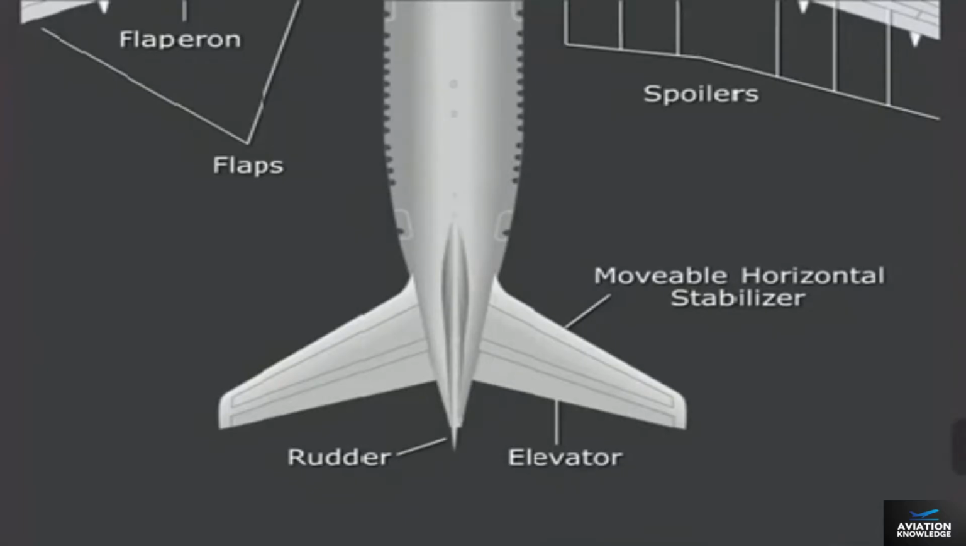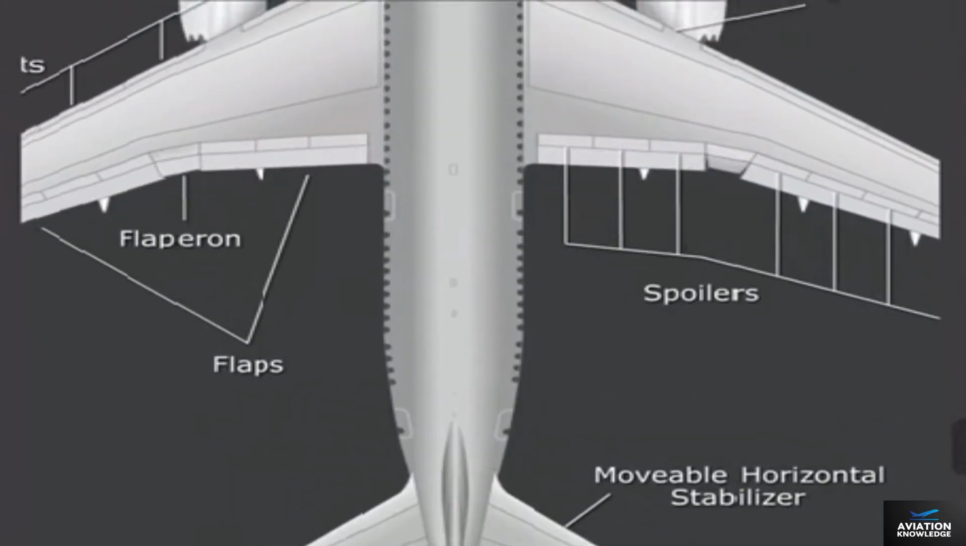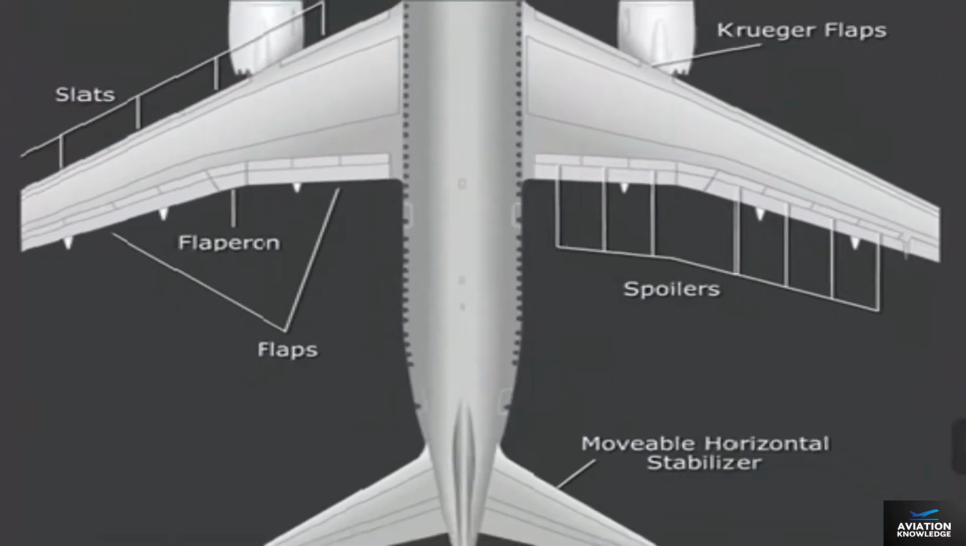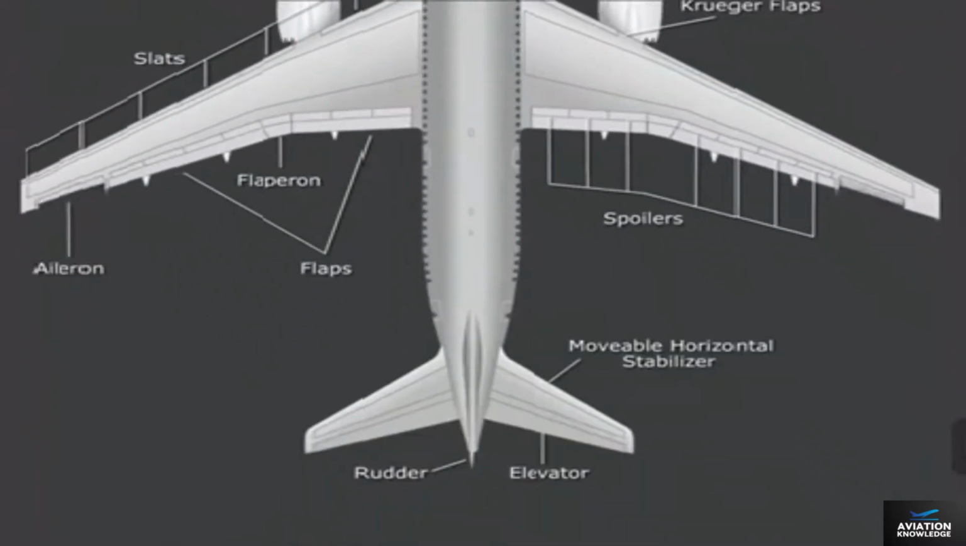Roll control is provided by 2 flaperons, 2 ailerons, and 14 spoilers. The flaperons and ailerons provide roll control assisted by asymmetric spoilers.